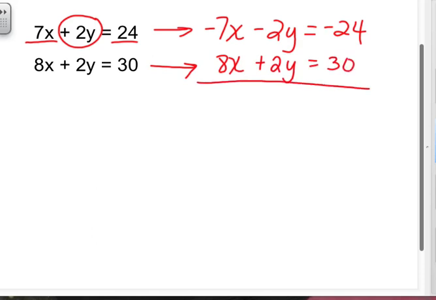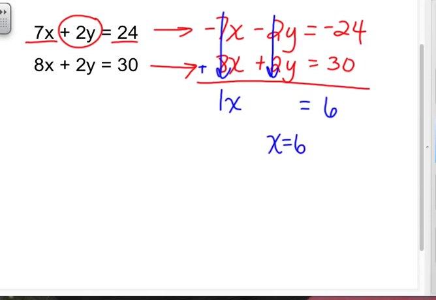Now, do you see how doing that, and don't forget you're going to add these, means now that, look at those y terms. They're definitely going to eliminate each other. So, let's add our equations together. A negative 7x and a positive 8x right here makes positive 1x. A negative 2y and a positive 2y right there makes 0y. So that's what eliminated. It goes away. Equals. Negative 24 and positive 30 makes positive 6. So now I know that 1x equals 6.